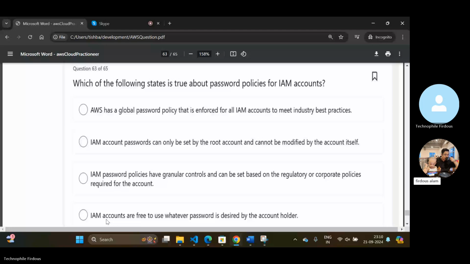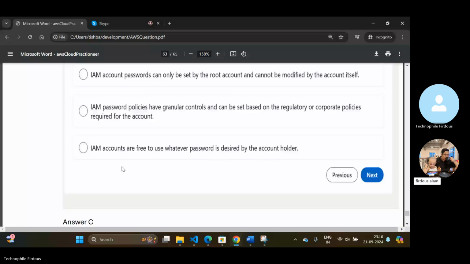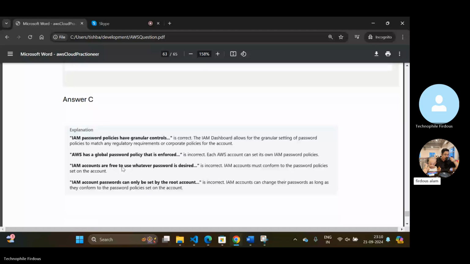IAM password policy has a granular component that can be set. So let's see. Yeah, the correct answer is C, and you can see the explanation of why C is correct. Let us move to our second last question.